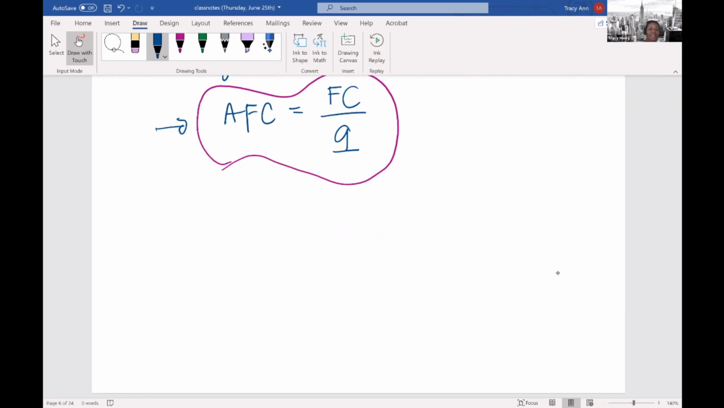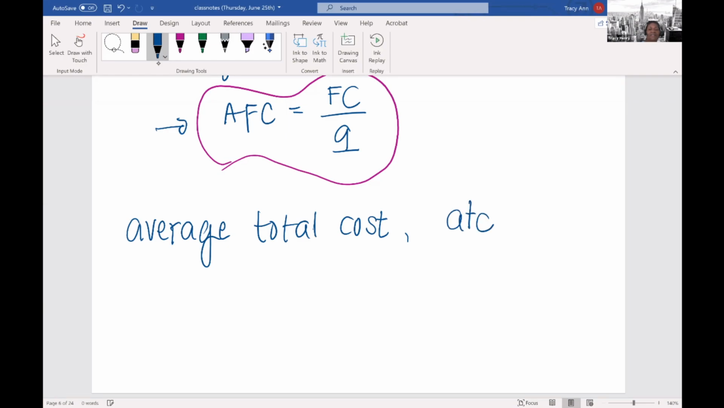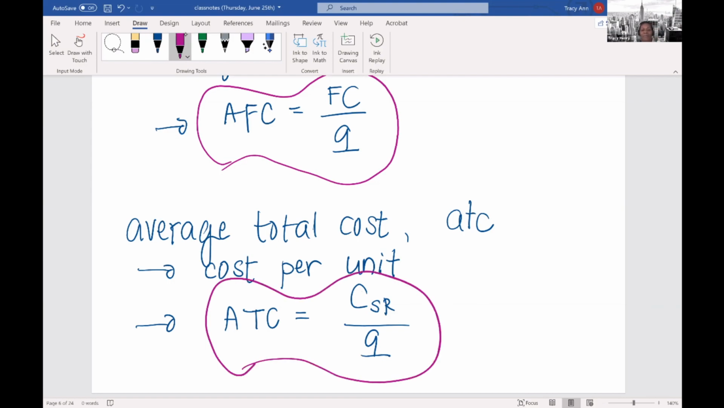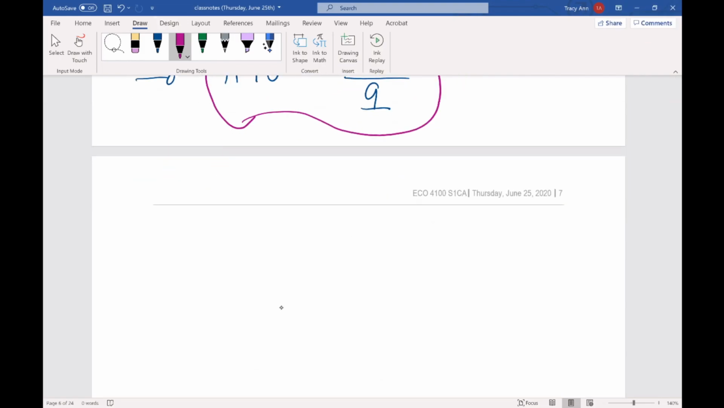So if you put it all together, we have our average total cost, which we usually write as ATC. And this is your cost per unit. Your average total cost is going to be equal to that cost function divided by quantity. So it's the entire cost function that we have divided by quantity. No surprise, your average total cost is equal to average fixed cost plus average variable cost.